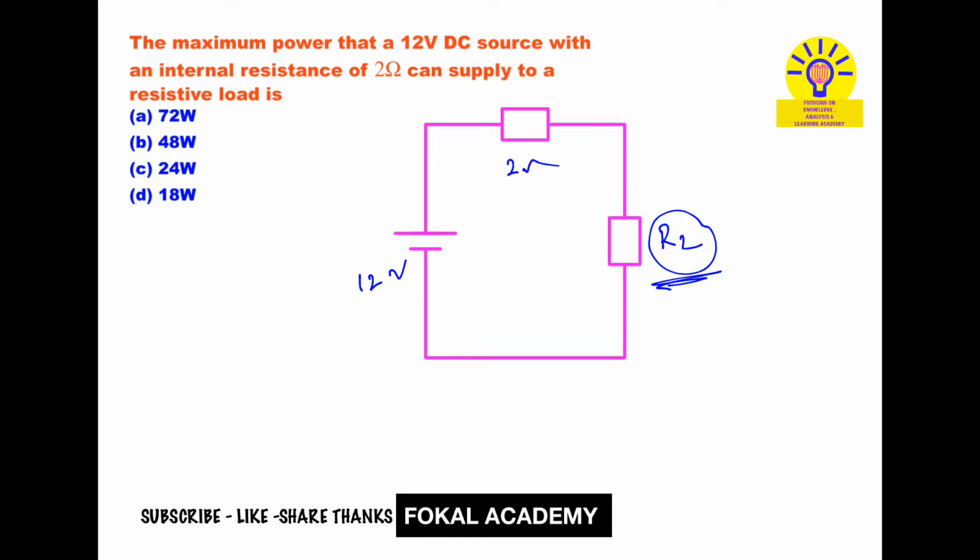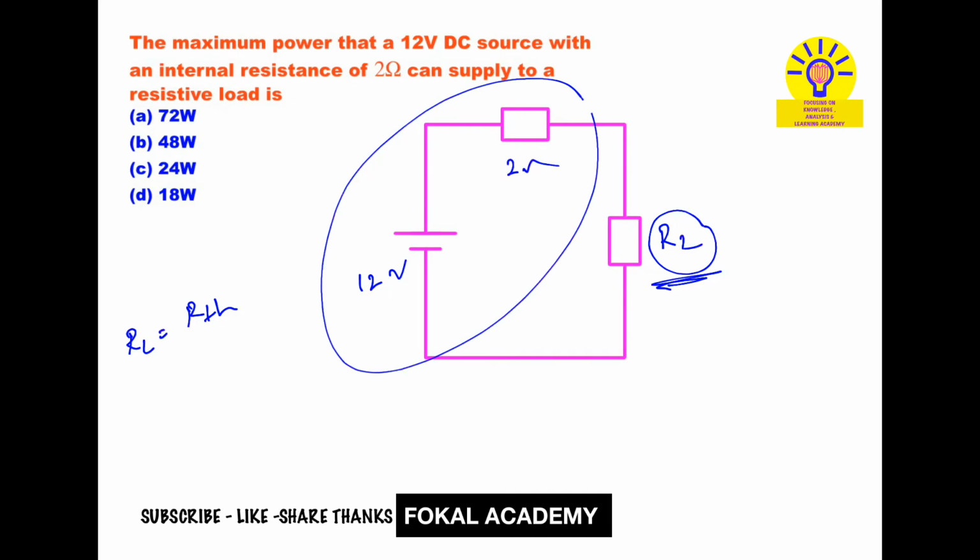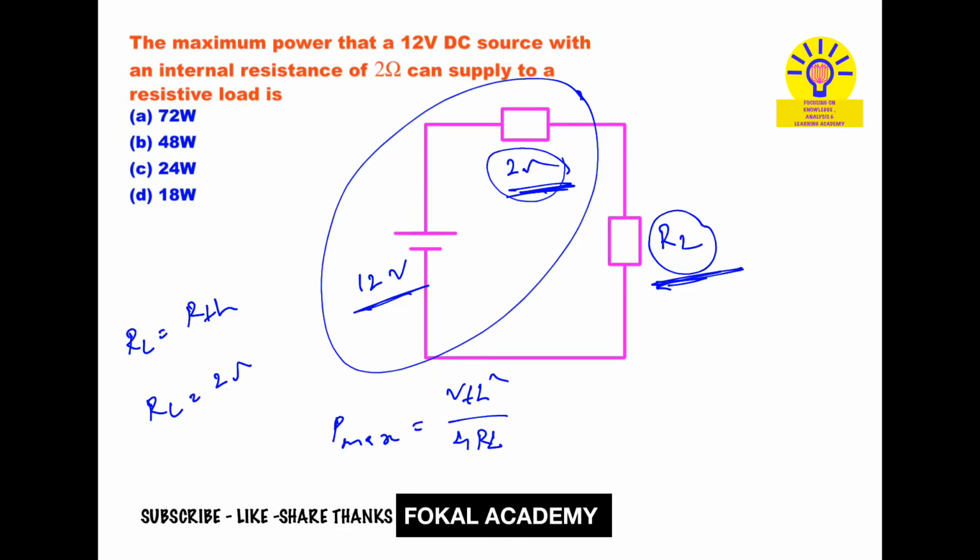According to the maximum power transfer theorem, maximum power is transferred whenever the load resistance is equal to the Thevenin's resistance. Here the Thevenin's resistance is equal to 2 ohms. So whenever load resistance is equal to 2 ohms, then maximum power is transferred to the load resistance. So P maximum is equal to VTH square by 4 RL. This is the Thevenin's voltage and this is the Thevenin's resistance. RL is equal to RTH, so RL is equal to 2 ohms.